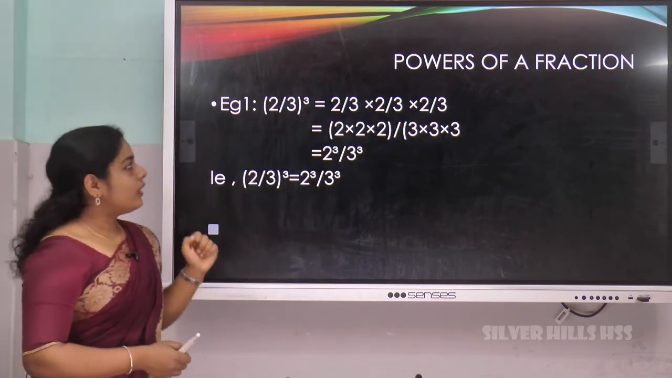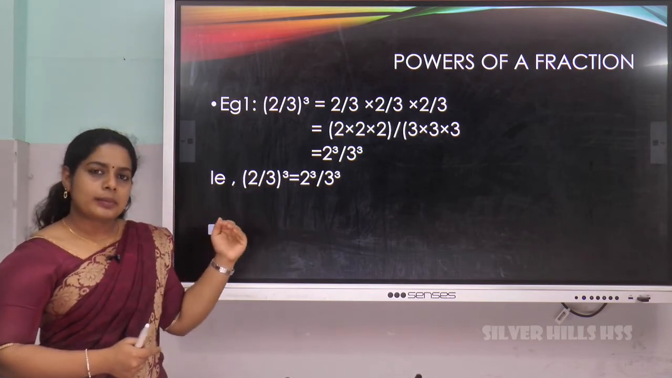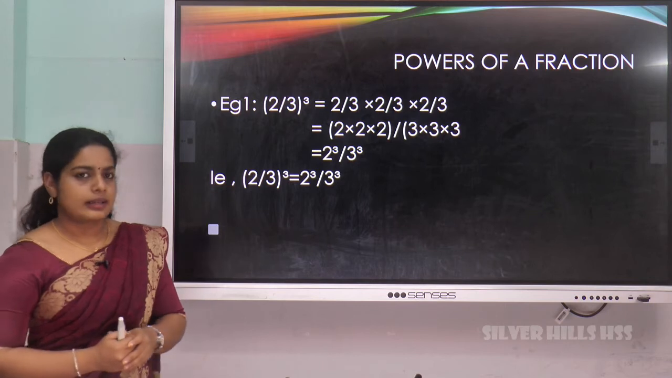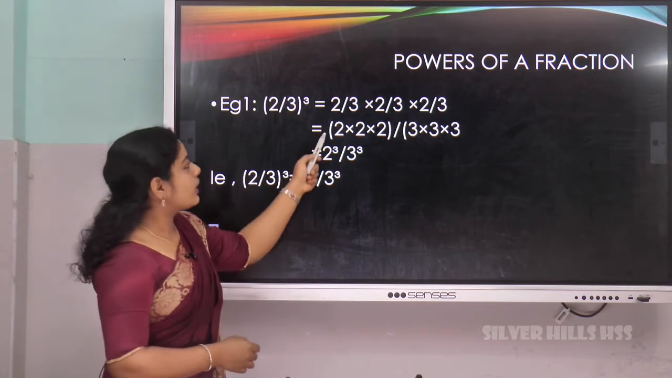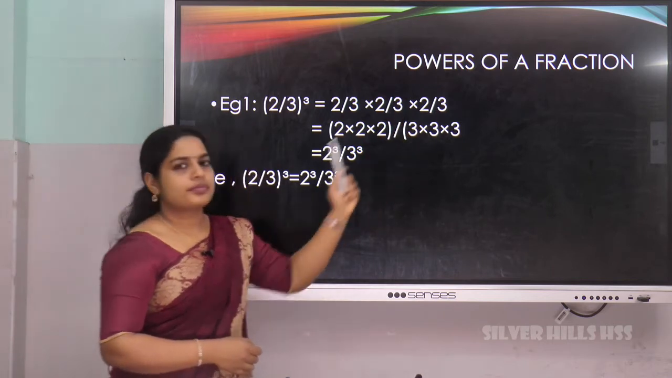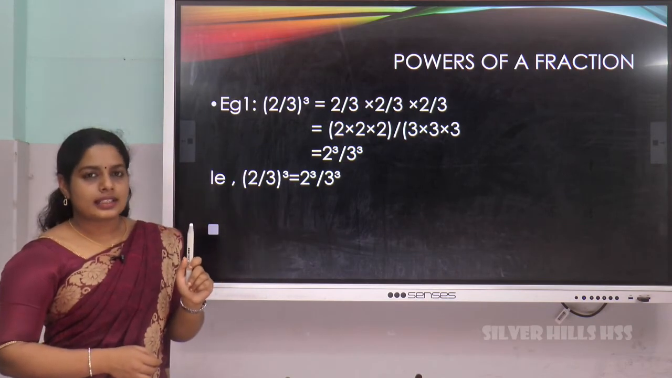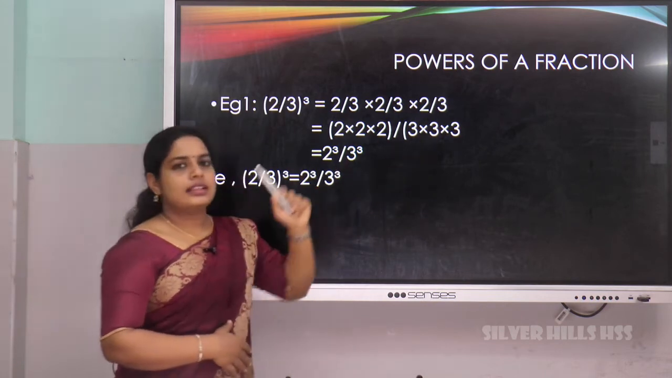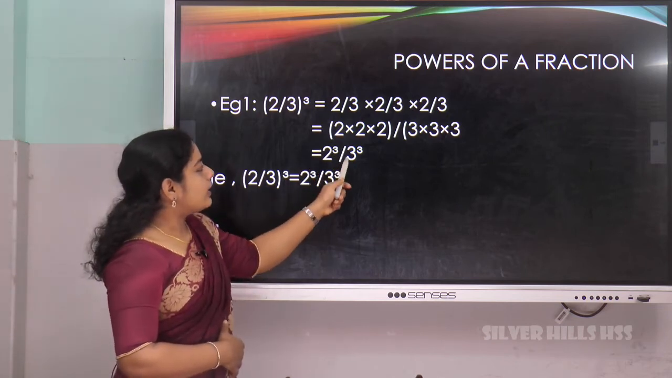Now, if we are multiplying fractions, what is the easy method? We will multiply the numerators first, and we will multiply the denominators separately. So here also we are going to multiply the numerators and denominators separately. So here we have 2 into 2 into 2 divided by 3 into 3 into 3. And 2 into 2 into 2, 2 is repeatedly multiplied 3 times, that means it is 2 raised to 3, divided by 3 multiplied 3 times, which means it is 3 raised to 3. So, it is 2 raised to 3 divided by 3 raised to 3.